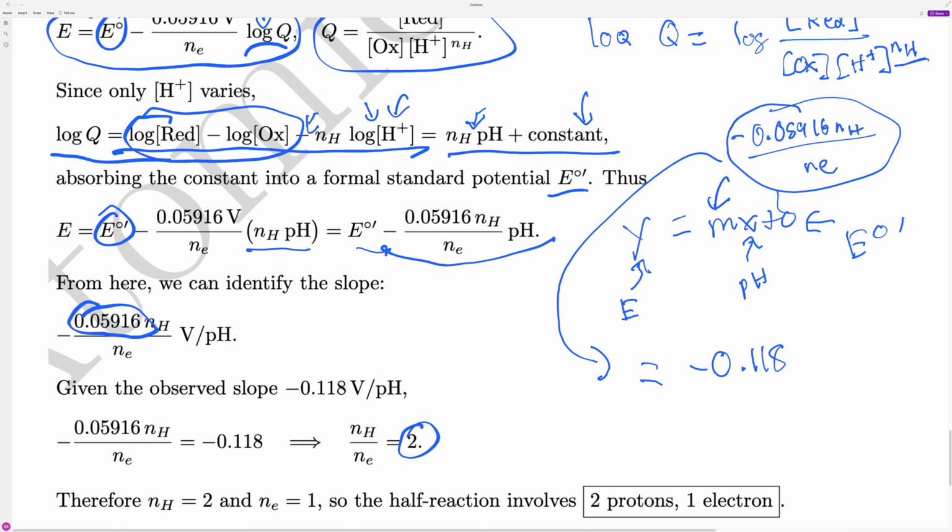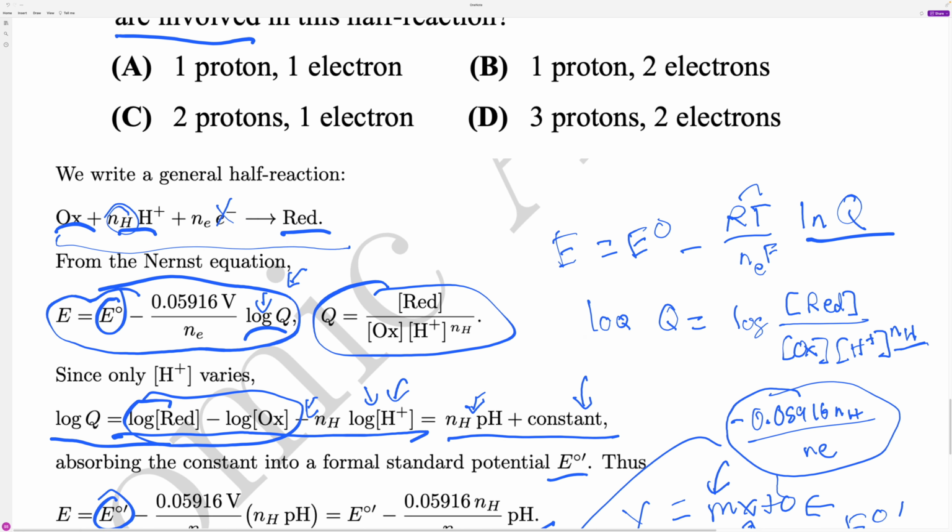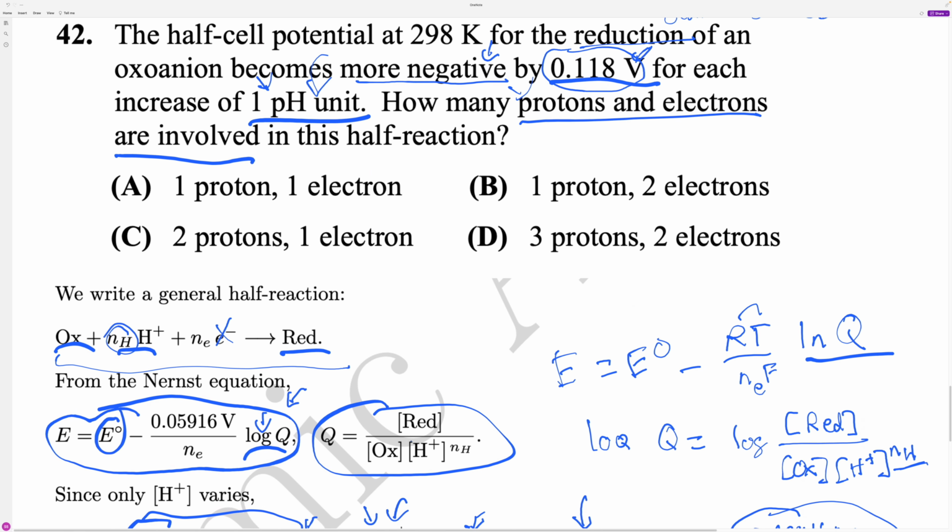So we're looking for a 2-to-1 ratio of protons to electrons. If we go back up to the answer choices, we can see this is the only answer that has that. If there were like 4 protons, 2 electrons, that could work as well, but there's not. So our answer is going to be C. And yeah, that's the conclusion to a pretty long but satisfying problem.